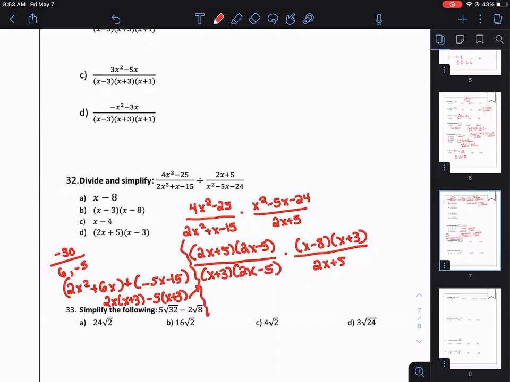So sometimes you have to step to the side and do a little math. The 2x plus 5s will reduce, as well as the 2x minus 5s and the x plus 3. So x minus 8 is what we're left with.